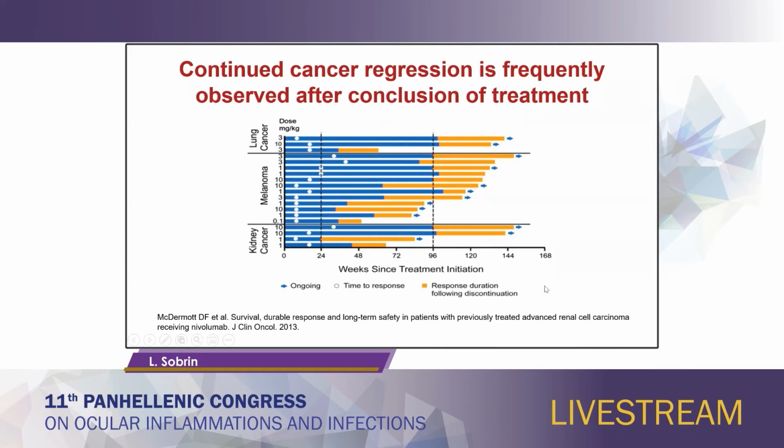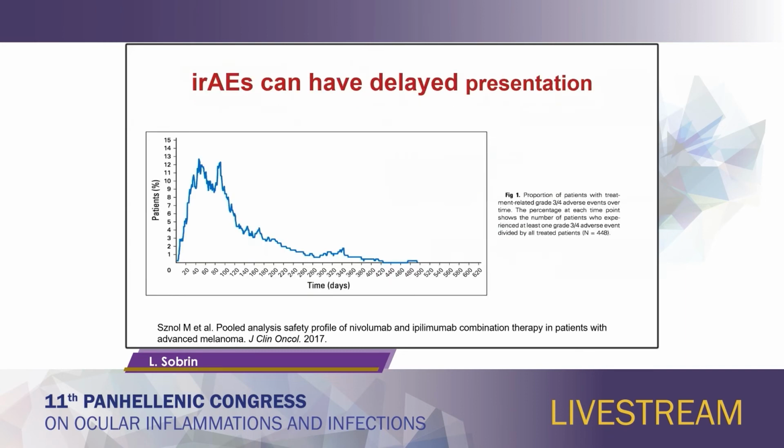So this is a graph of tumor response, and the yellow bars are a time where the patients are off treatment, and you can see that they continue to have good tumor control way after being off the drugs in many, many cases. And so the effects of these linger both for good and for bad.